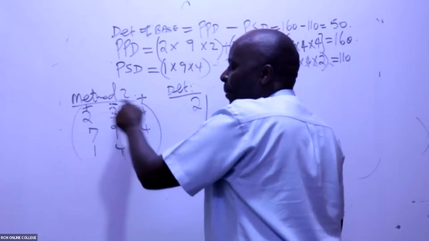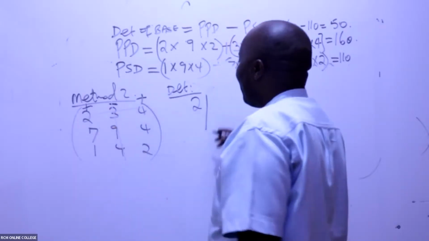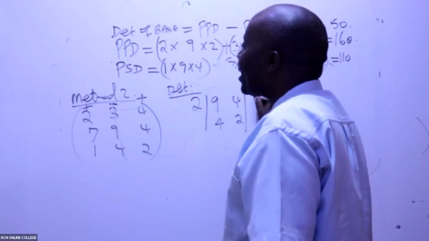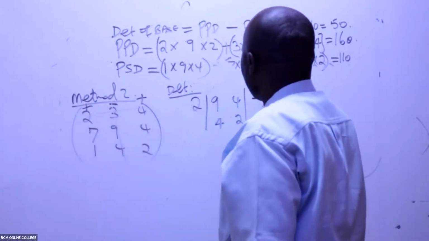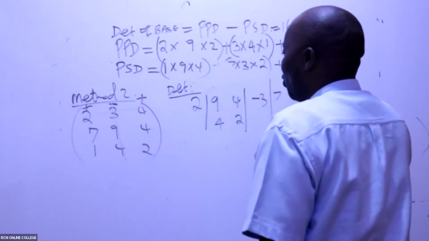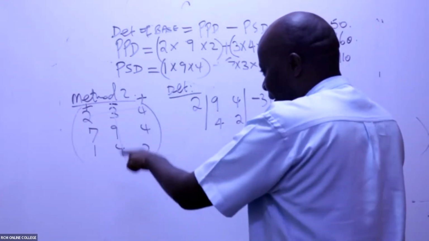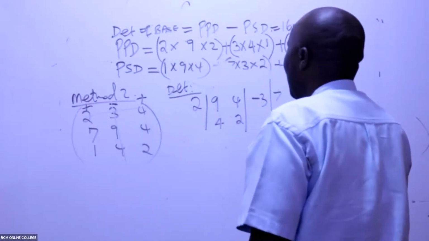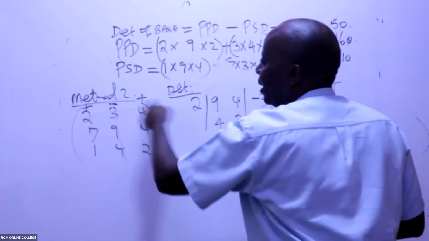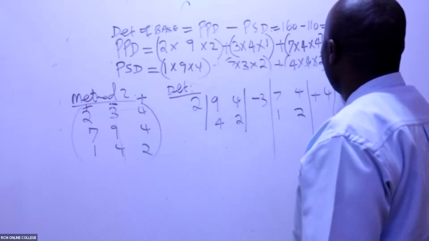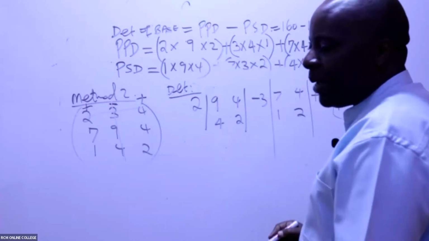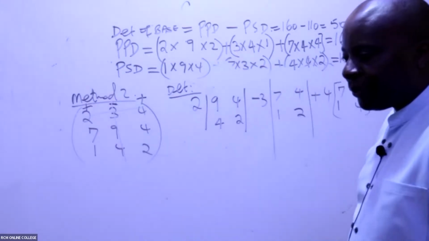So if I hide that, then what am I left with? I'm left with 9, 4, 4, 2. And then you say next number is 3, but there is a minus on top of it. So minus like this. If I hide this and this, the left out numbers are 7, 4 and 1, 2. And then the last one is plus 4. If I hide this under that, then I'm left with 7, 9, 1, 4.